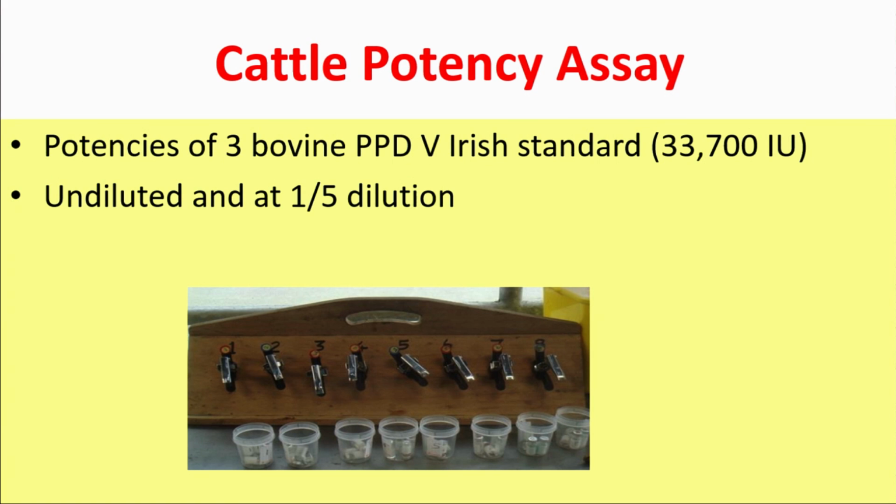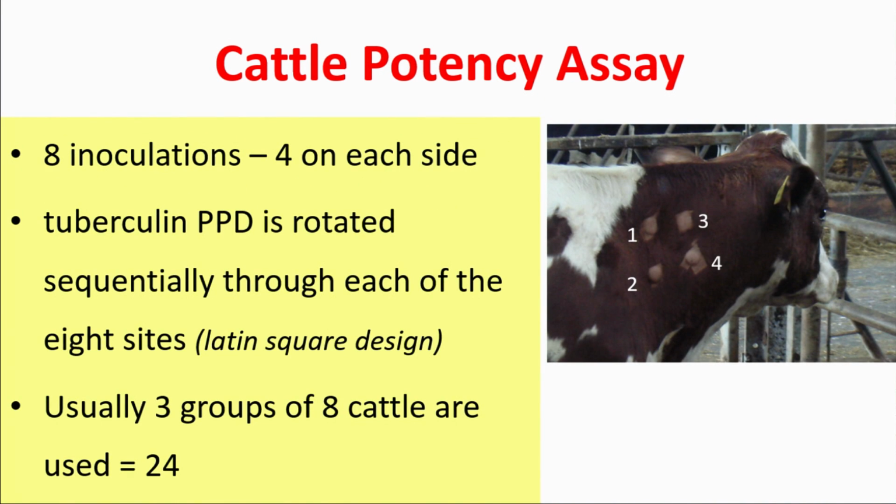We chose 3 bovine PPDs versus the Irish standard, and we dilute them at 1, their normal dilution, and then at 1 in 5. So we end up with 8 products, and we put them into our tuberculin syringes, number 1 to 8. Then we give 8 inoculations, 4 on each side of the animal, site 1, site 2, site 3, site 4. We rotate the tuberculin sequentially through each site, so there's no site bias. And we use 3 groups of 8 cattle, making a total of 24.